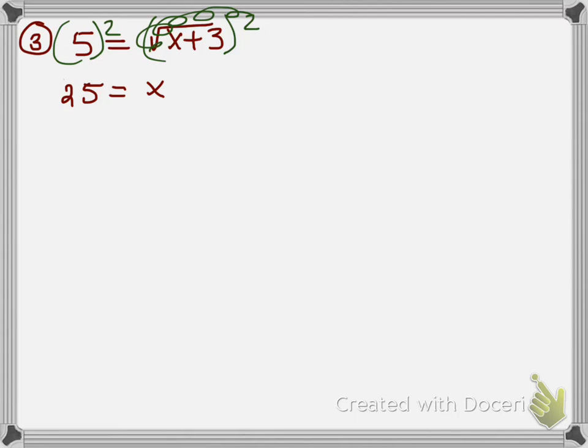For number 3, we have 5 equals the square root of x plus 3. Now even though the square root is on the opposite side, it's the same process. We have to square both sides. Once we do that, we get rid of the square root, and we have 5 squared, which is 25, and then this just becomes x plus 3. We have to subtract 3 from both sides, so we go ahead and do that, and we get that 25 minus 3 is 22.